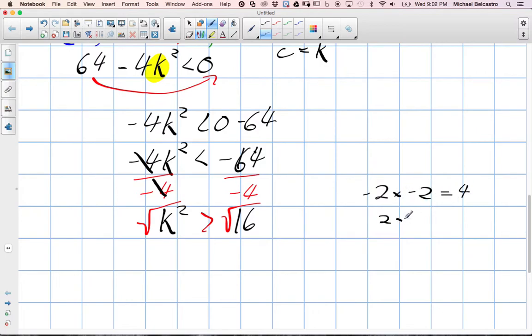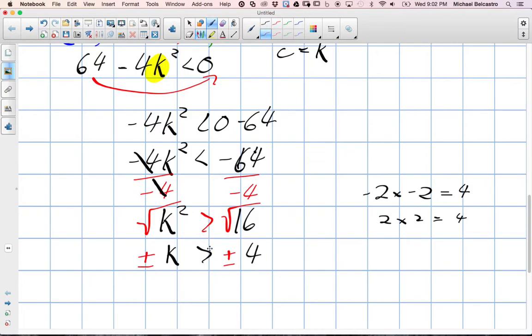And then positive 2 by positive 2, you get 4, okay? So the same thing's going to happen here. We're going to get, and you usually don't write this for a variable, plus or minus k, okay, is greater than plus or minus 4, okay? And that is a whole ton of options.